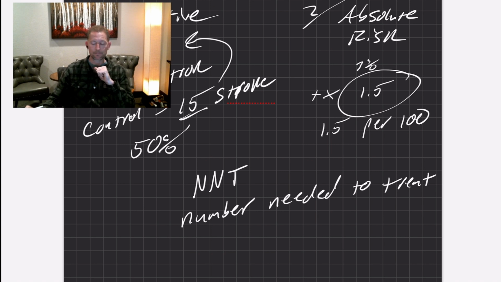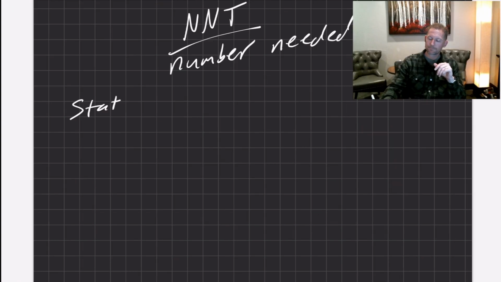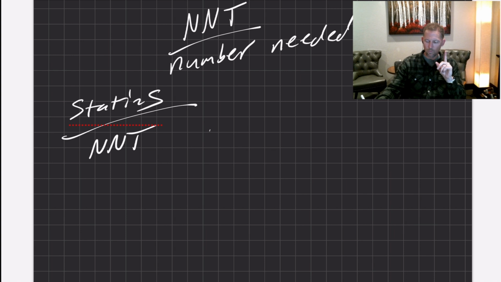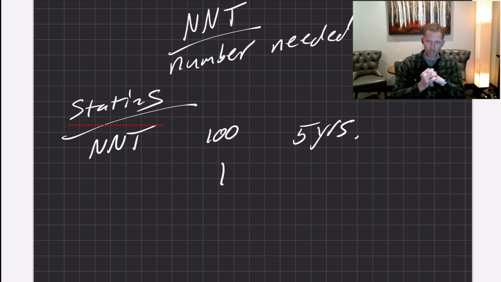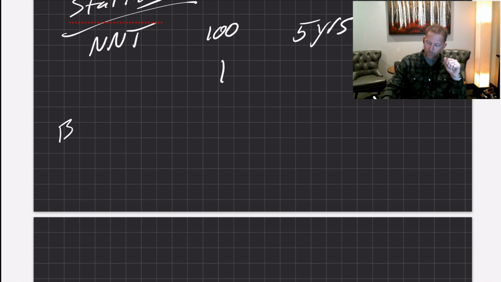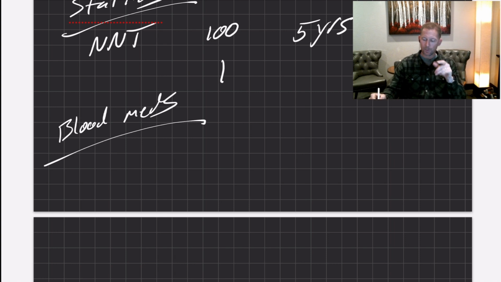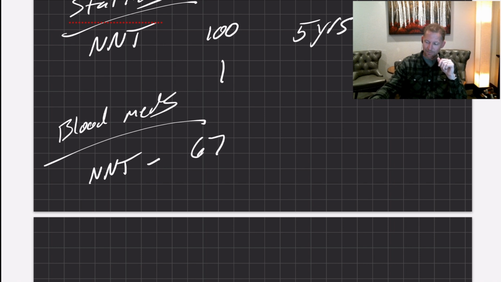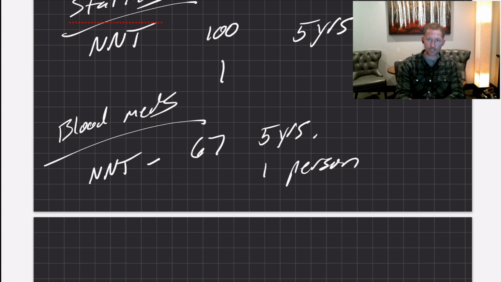Let's give you some examples. So let's look at statins. The number needed to treat for statins is 100 people need to take the medication for 5 years for one person to have a reduction in stroke or heart attack. So let's look at blood pressure medications. The NNT for blood pressure medications is 67 people need to take the medication for 5 years for one person to have a reduction in a stroke.